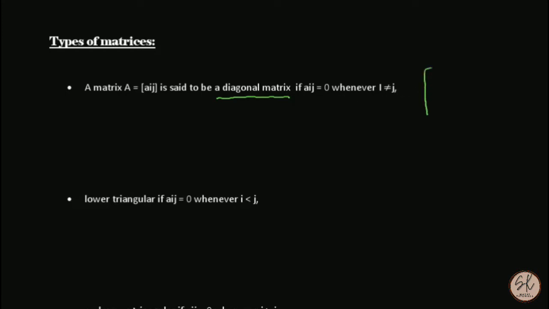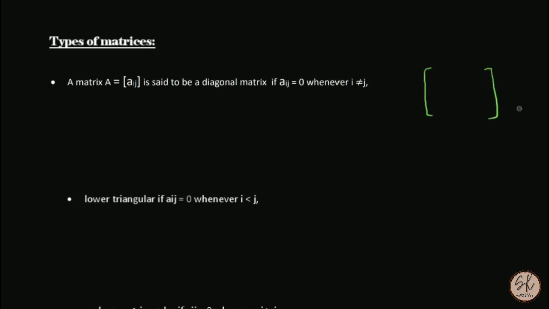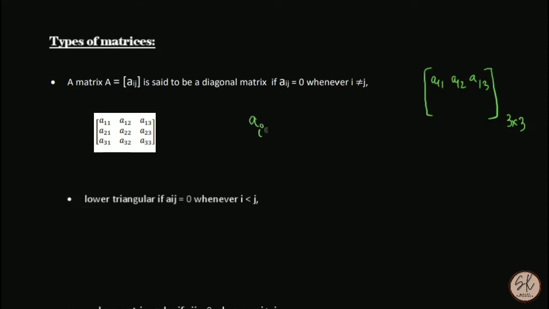This means that if we take a 3 cross 3 matrix, then the elements are represented by A11, A12, A13 like this. The first index is represented by i and the second by j. So A12, A13 and so on will be 0, and A11, A22, A33 will be non-zero. This type of matrix is called a diagonal matrix.